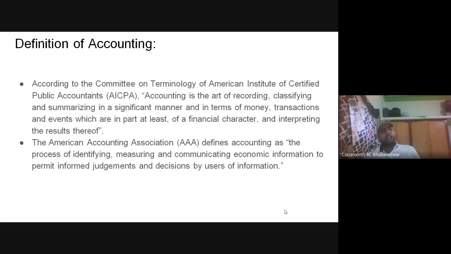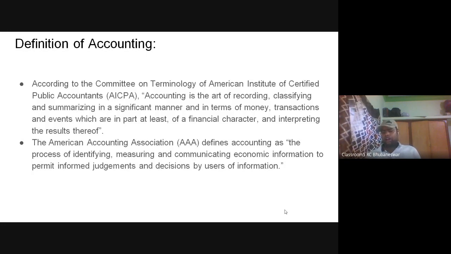Under its users, we have internal users and external users. Under internal users, we have management, employees, shareholders or owners. Then under external, we have suppliers, customers, government, then society. So everyone is coming under that one. So we will also discuss that.